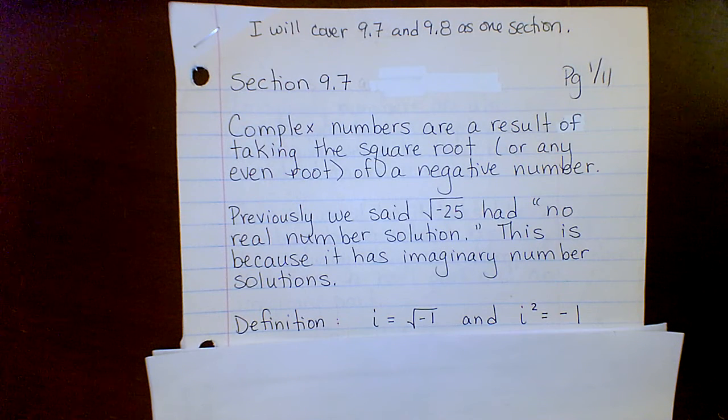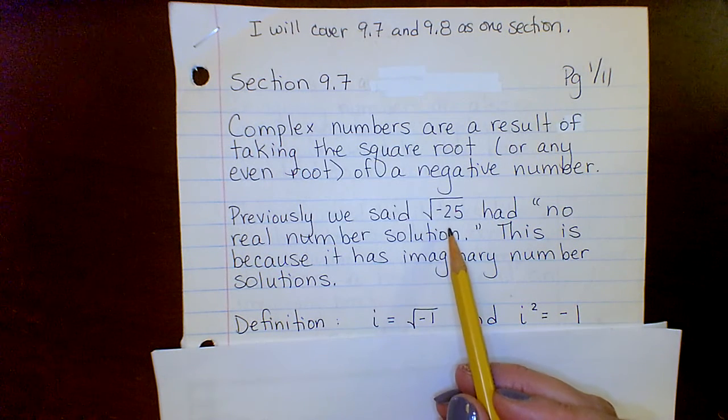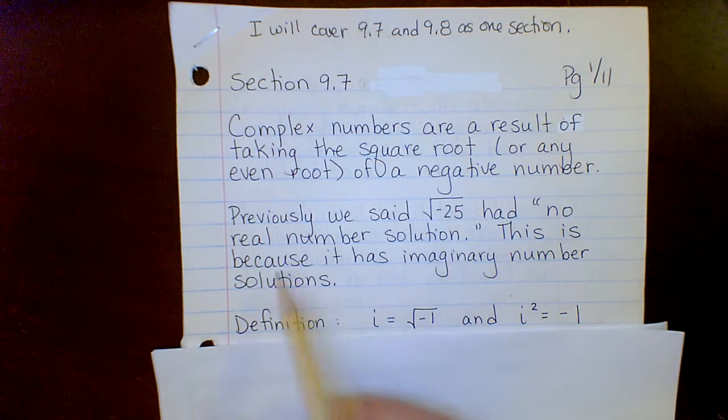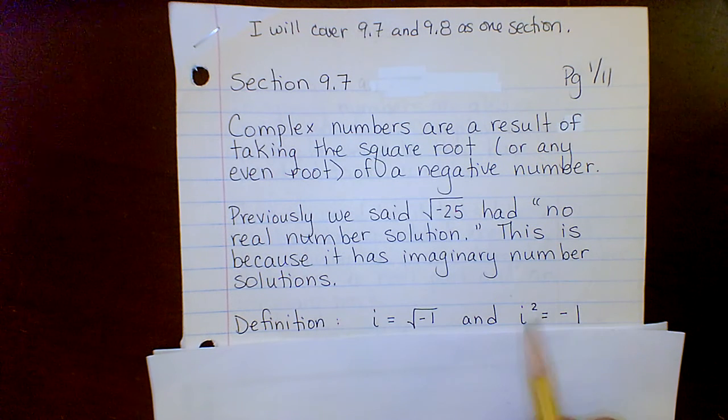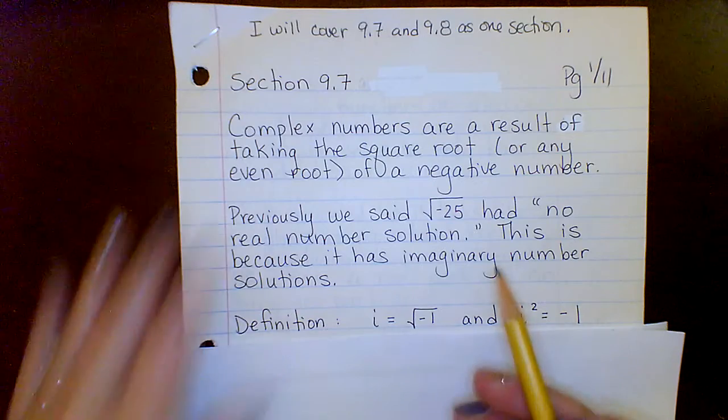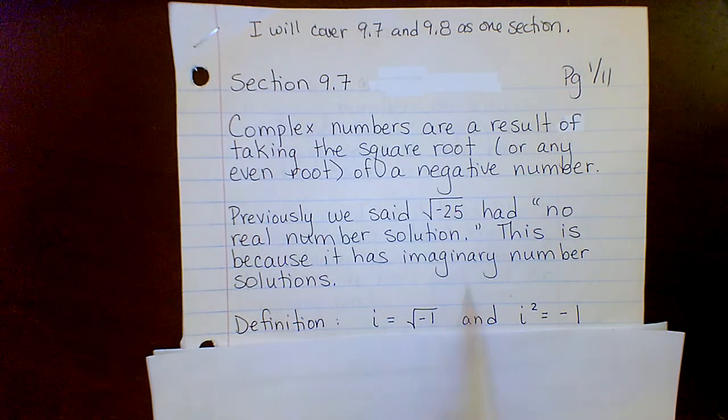These complex numbers are a result of what happens when you take the square root, or any even root, like a fourth root or sixth root, of a negative number. Previously we said that the square root of negative 25 had no real number solution. That's because it has what's called complex or imaginary numbers as a solution. When I say complex and imaginary, those are synonymous.